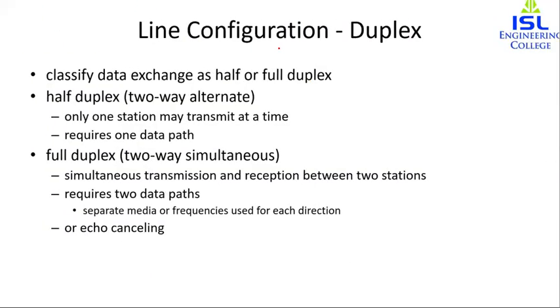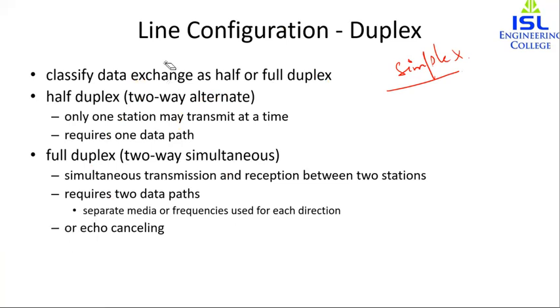Now the next is line configuration by data flow. This can be classified as full duplex and half duplex. We have also seen this in the data flow topic. What are full duplex and half duplex? There is also one more, which is simplex, if you remember. In simplex, only one node can send the data. For line configuration, simplex is not generally used. So we are seeing half duplex and full duplex.